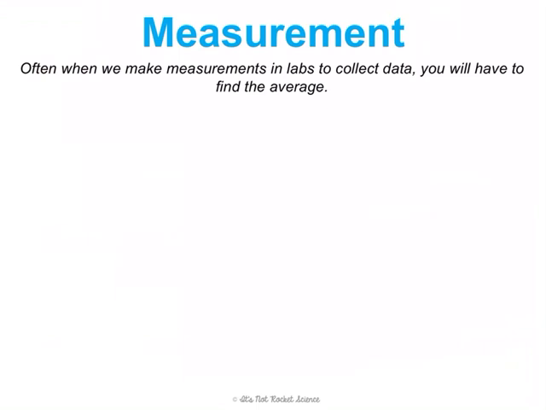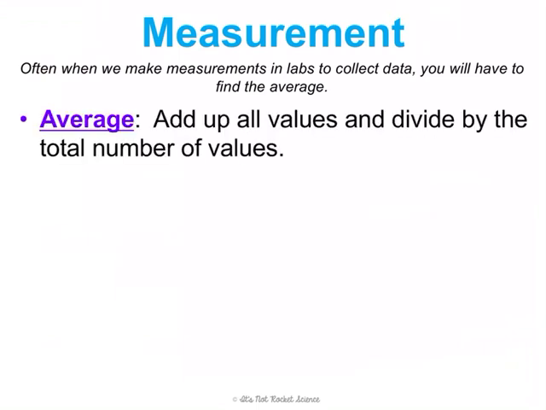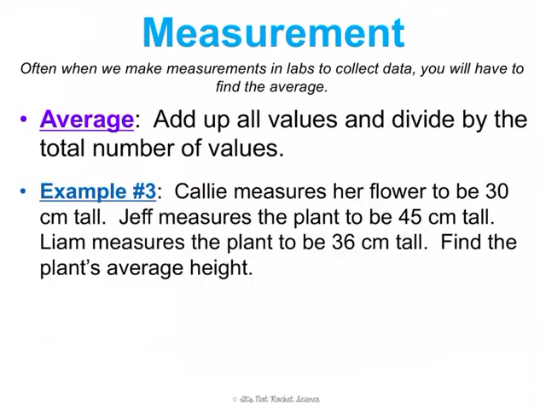All right, so when we typically are making measurements in the labs that we'll do to collect data, you've got to be able to find the average. So to find an average, you add up all of the values and divide by the total number of values. So Callie measures her flower to be 30 centimeters tall. Jeff measures the plant to be 45 centimeters tall. Liam measures the plant to be 36 centimeters tall. So we need to find the plant's average height.